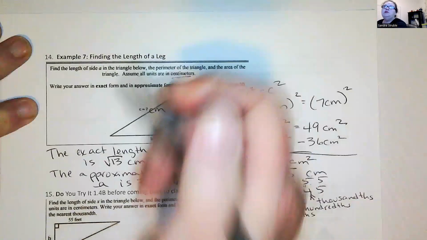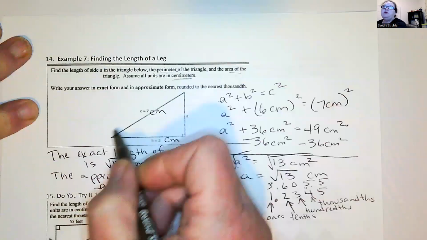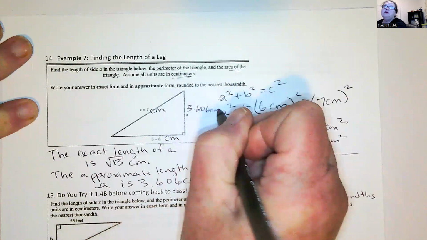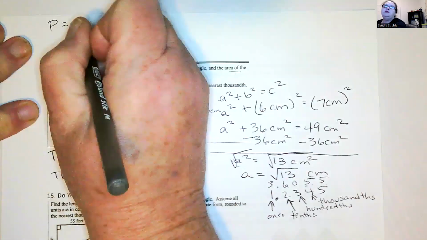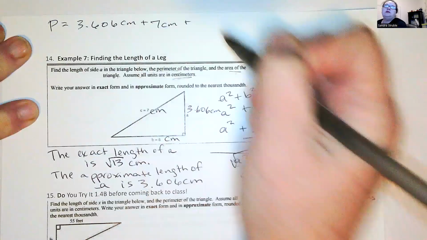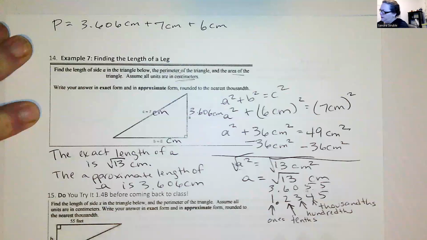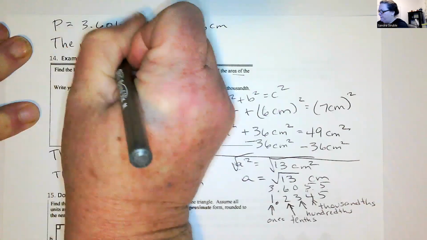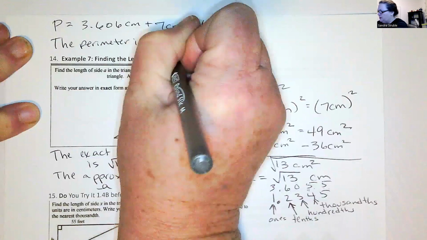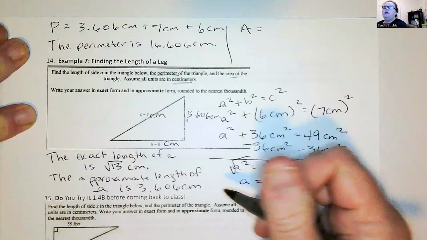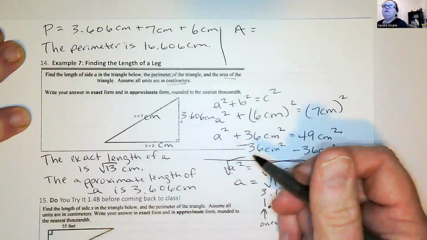So the next thing we're going to need to do is find the perimeter and the area. The perimeter is just the 7 plus this 3.606 centimeters. So I'll go up here. P equals 3.606 centimeters, 7 centimeters plus 6 centimeters. A little tough to see. All right, so 13, 14, 15, 16. So the perimeter is 16.606 centimeters. The area, and it's a triangle, so it's base times height divided by 2, or 0.5 times base times height.